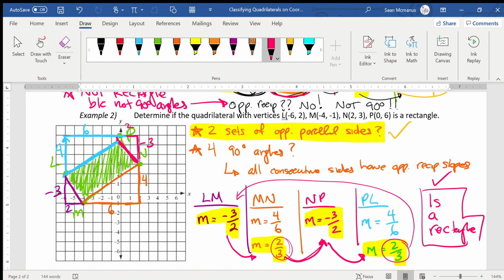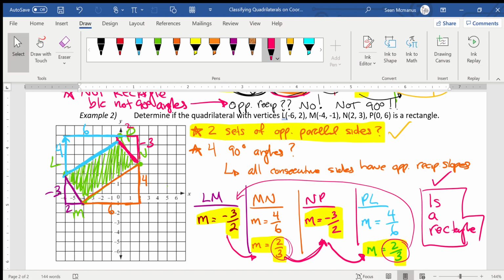If this just said find or classify this quadrilateral, you would need to find the side lengths first. That would be the best way to do it, just to be sure. I mean, you can probably tell by looking at this one, it's not a rhombus, that they're not all the same size, but you want to make sure.